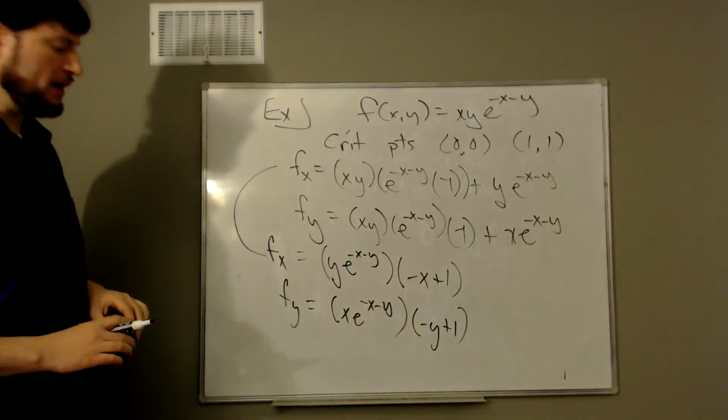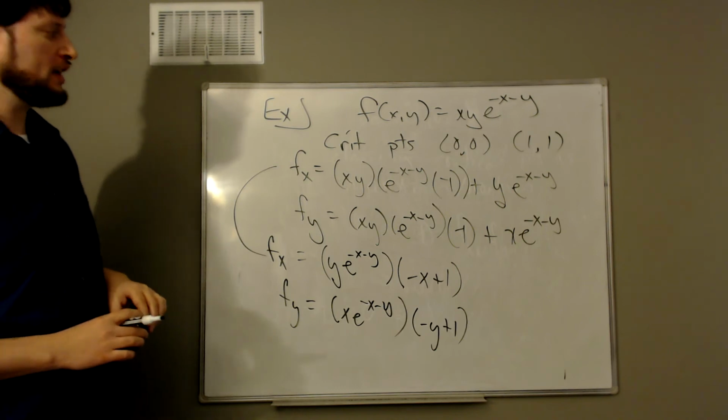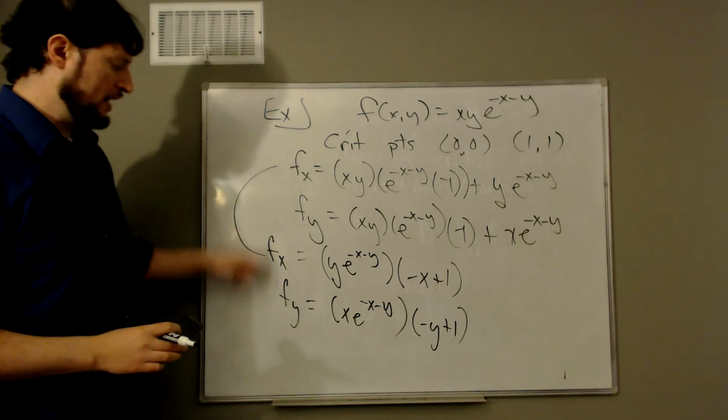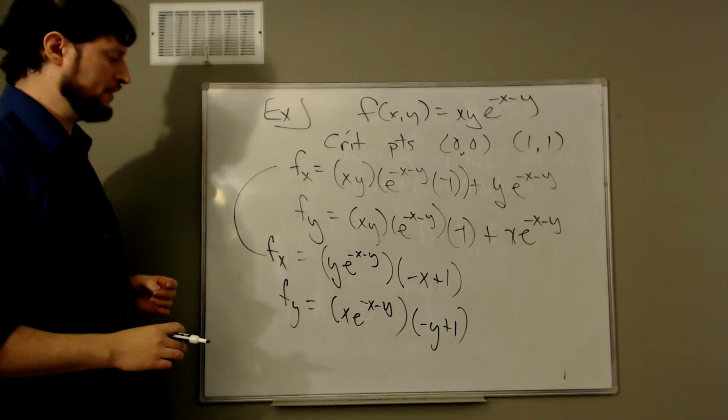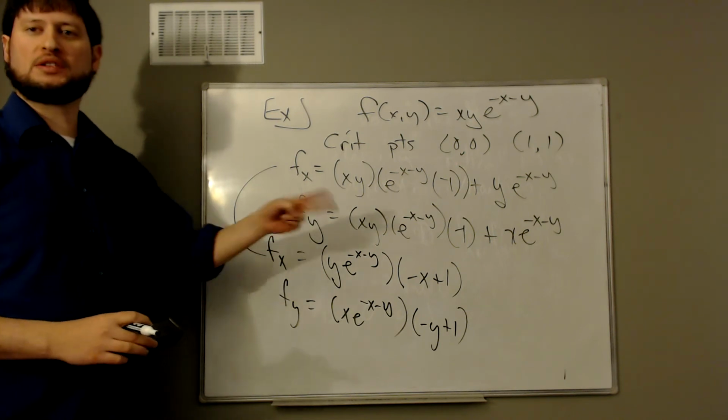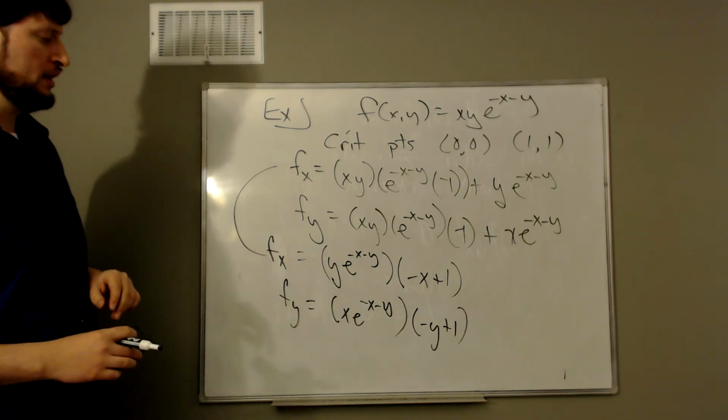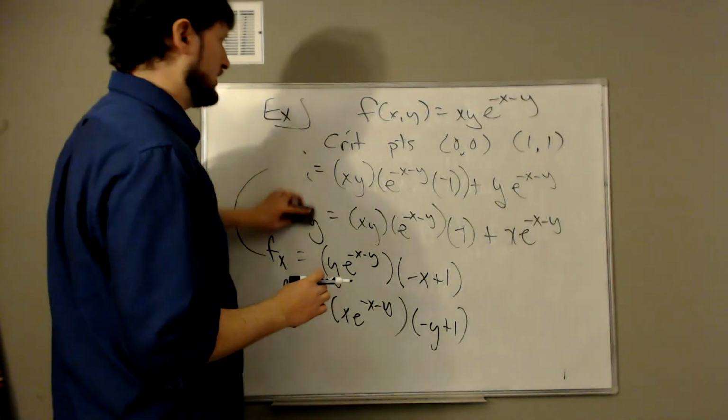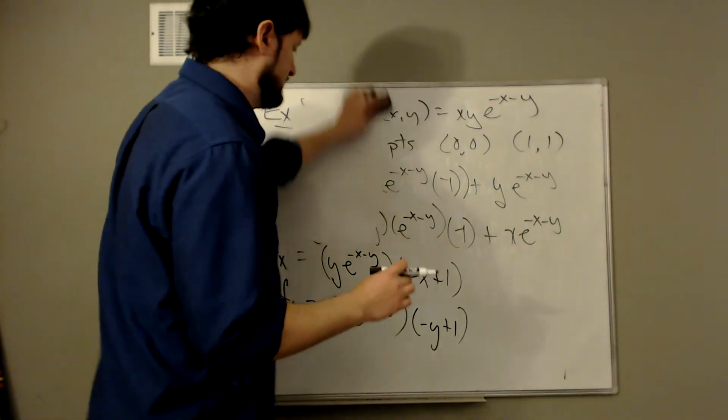So here's f sub x, here's f sub y. If we want to take our second derivative test, we need to actually know all 4 second derivatives. Or really just 3 of them because the 2 mixed ones are the same. So I need to take these and calculate the derivatives again.